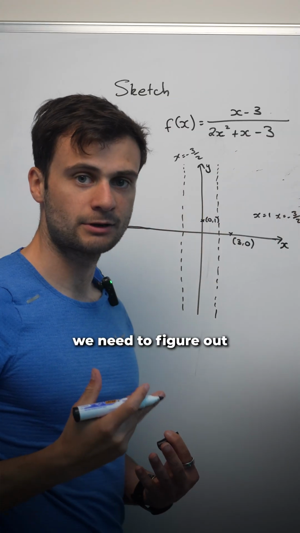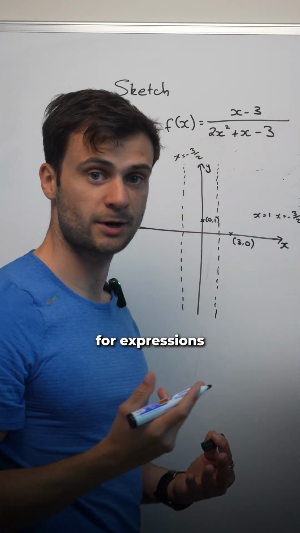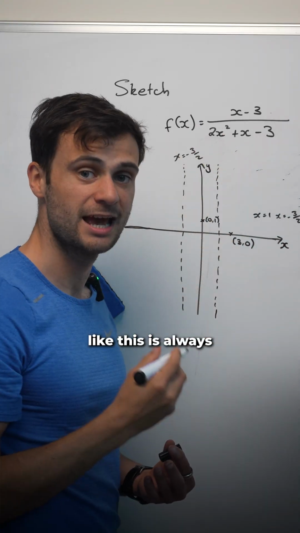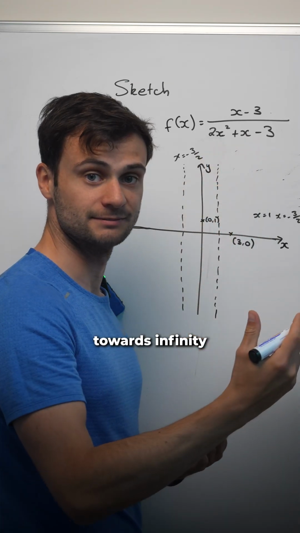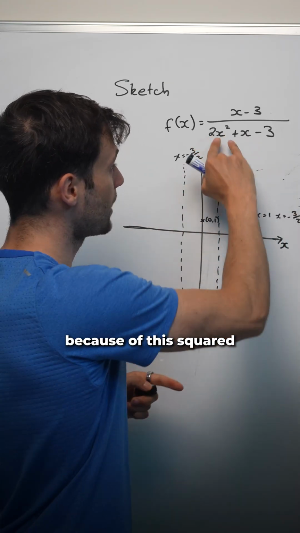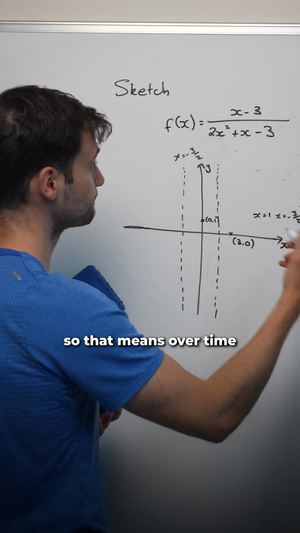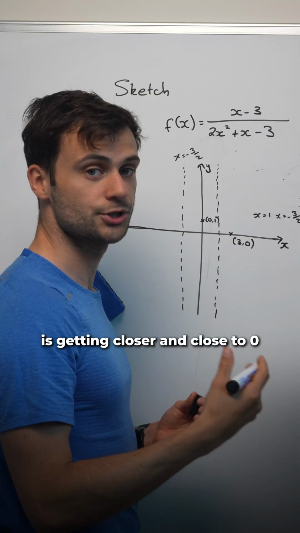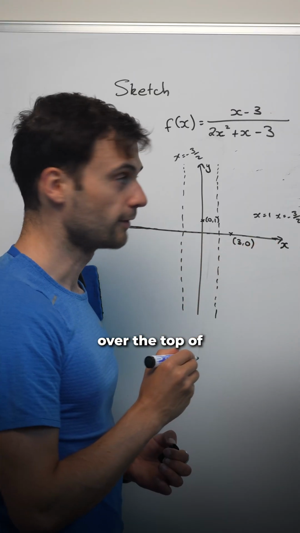Now, finally, we need to figure out our horizontal asymptote. And the horizontal asymptote for algebraic fractions like this is always the same, because as x goes towards infinity, the denominator, because of this squared, is going to grow much faster than the numerator. So that means over time, our overall fraction is getting closer and closer to 0. So I'll just add a kind of dotted line over the top of the x-axis.